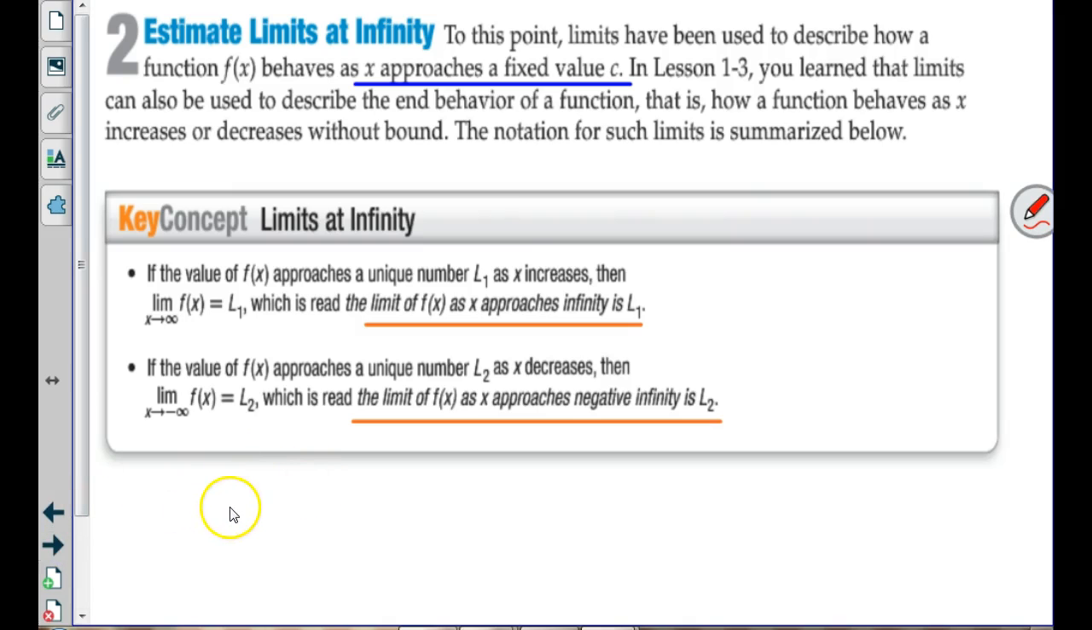Then it talks about what happens. This is really end behavior. Okay? Everybody awake? About 10 more minutes here, guys. It says, as the limit approaches, if a value approaches a number as x increases, then it is read the limit approaches infinity as you go off to the right.